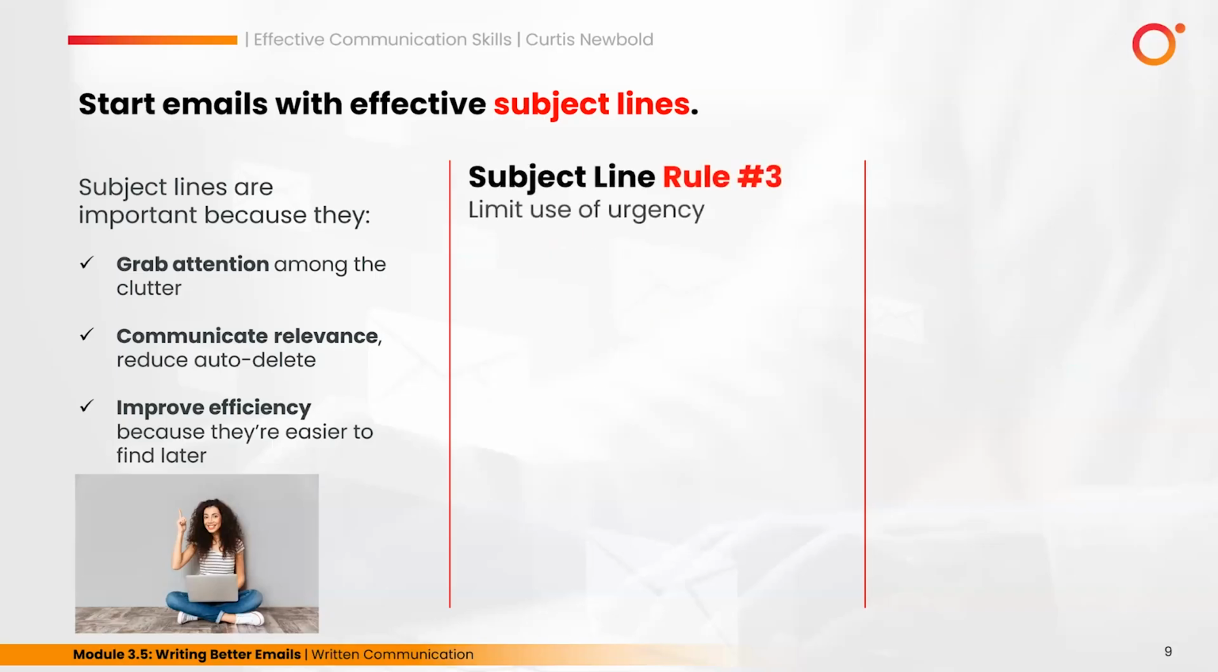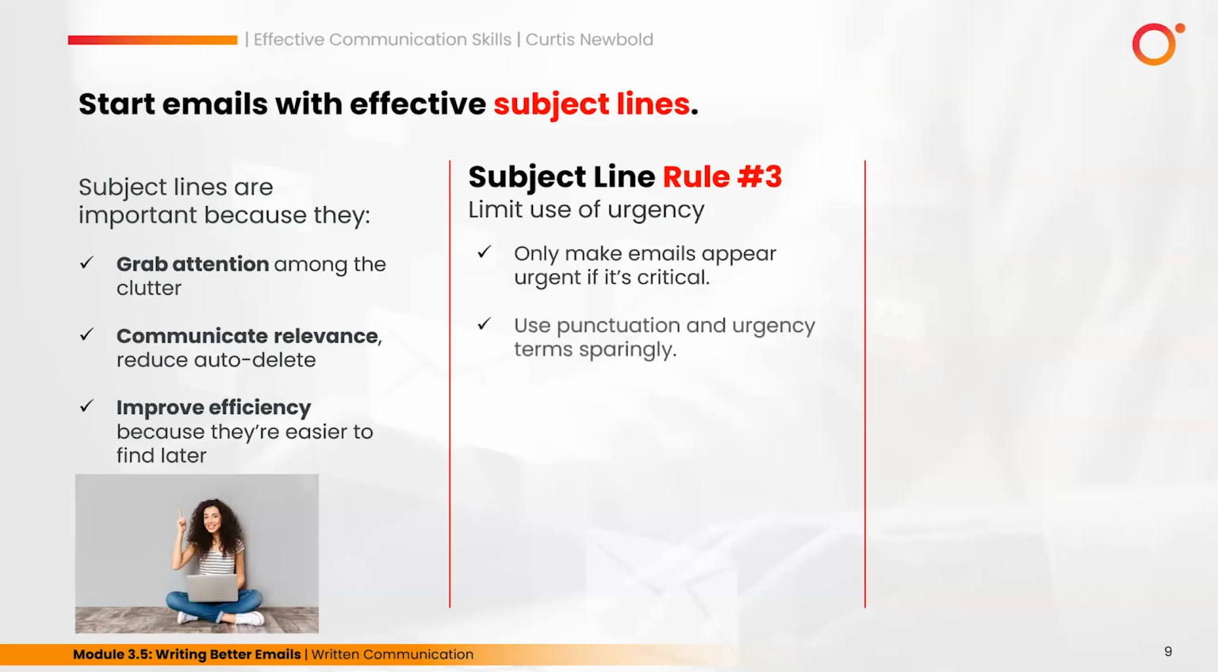Subject line rule number 3, limit the use of urgency. Sometimes we want to put important or urgent on all of our emails. Well, it's the whole boy who cried wolf issue. If you keep saying everything's urgent, then nothing feels urgent. So only use this sparingly when things really are urgent. Only make emails appear urgent if it's absolutely critical, if it's very, very important in that moment.